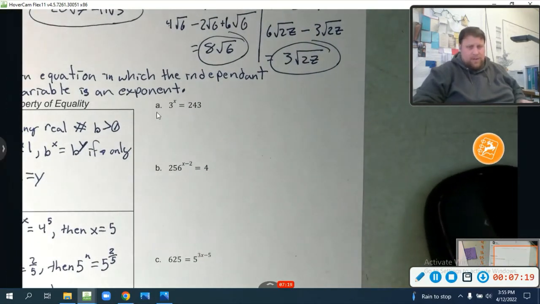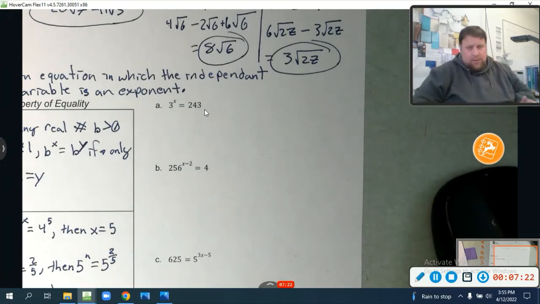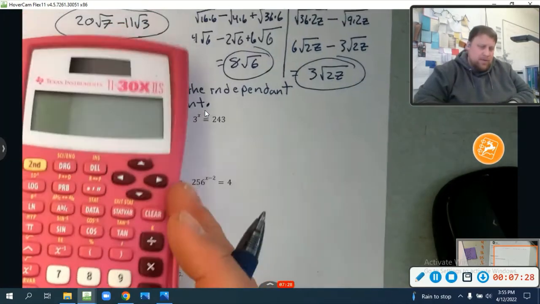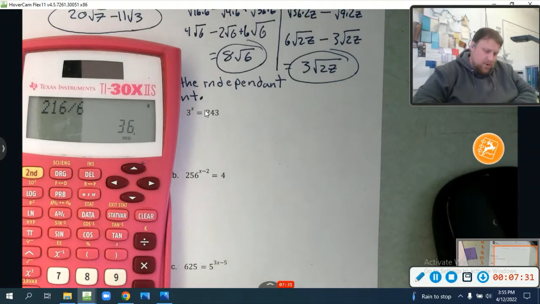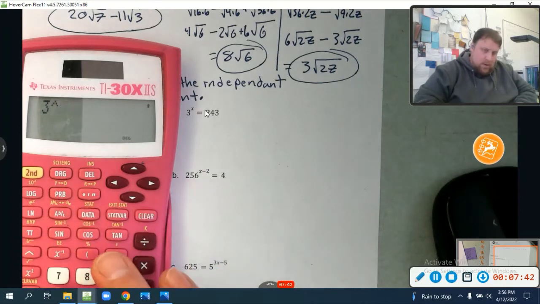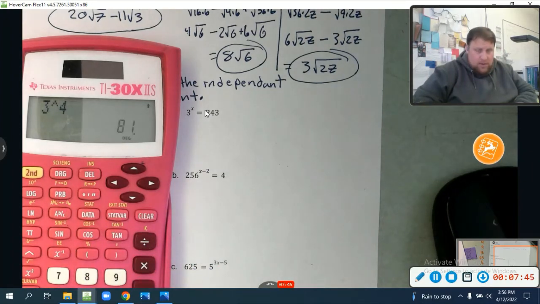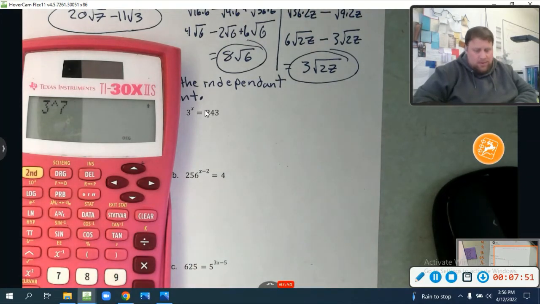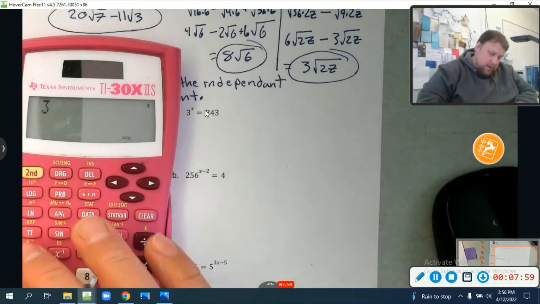First one's fairly simple. 3 to the x equals 243. Okay, so I need to find out, can I raise 3 to some power that's going to be 243? So I'm going to do that with guess and check. Let's try 3 to the 3rd power. That's way too low. Okay, so 3 up to the 4th power. Still too low. Let's try 3 up to the 7th power. Skip a couple. Ooh, way too high. All right, 3 up 6. Still too high. Slide 3 up 5. It's our only hope.